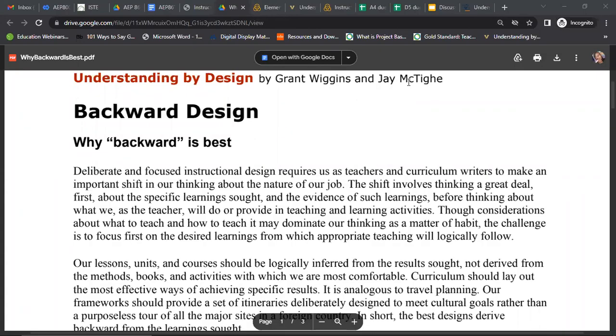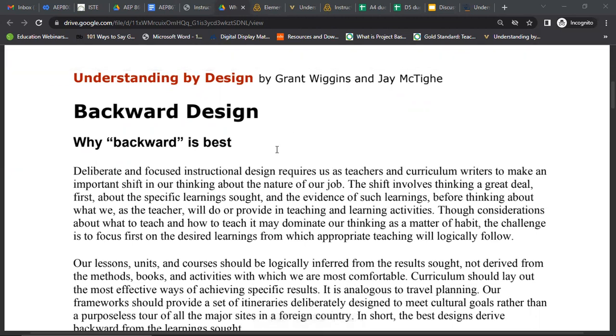Hi, everyone. I'm going to talk about my three articles that I chose. The first one is "Why the Backward Design is Best" by Grant and Jay. This article basically talks about why the backward design is the best instructional design model so far.